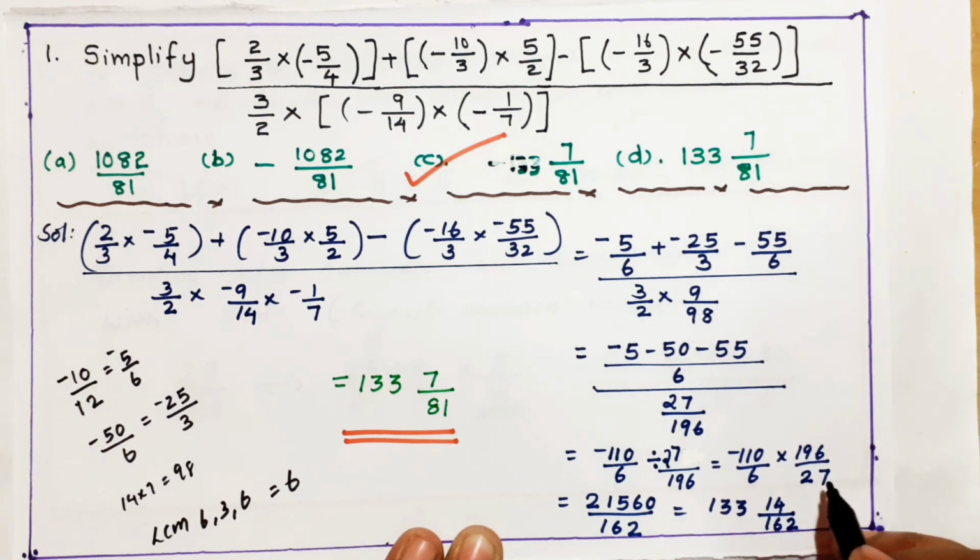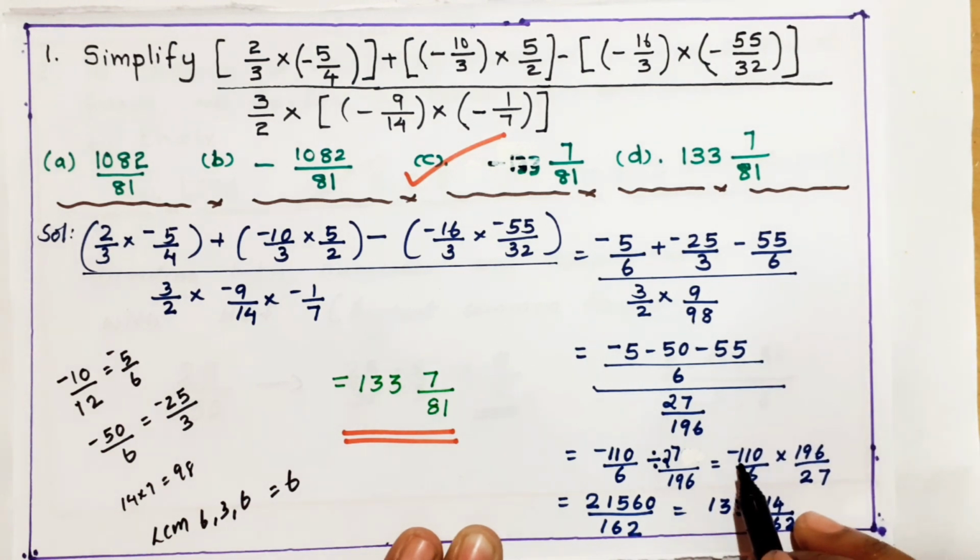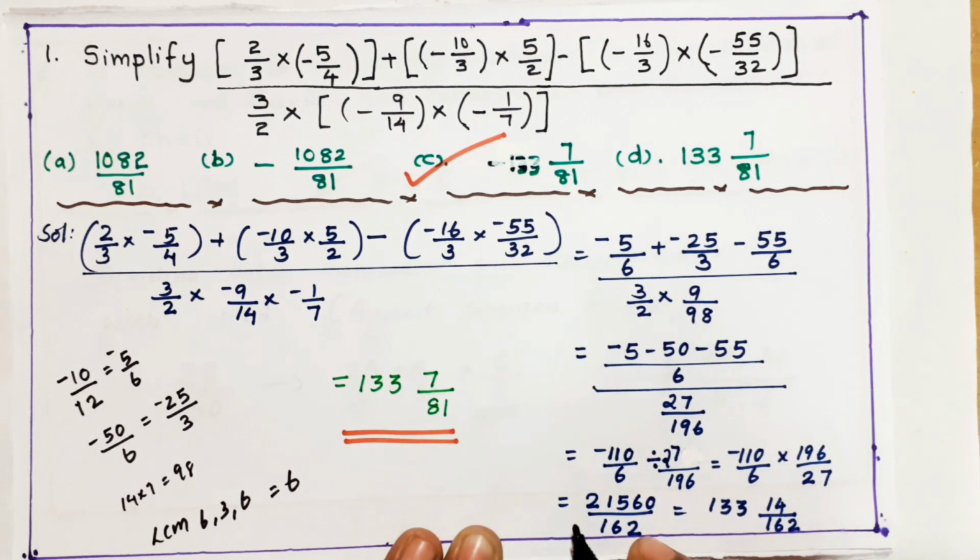Division and all, it will be difficult. So what I am doing is I multiply these two. 196 into 110 is what we are getting. It will be equal to 21560 divided by 162.